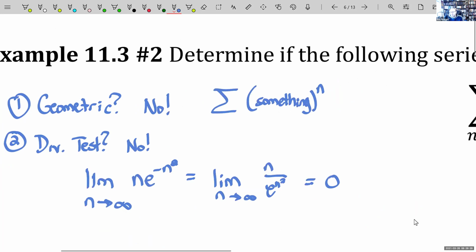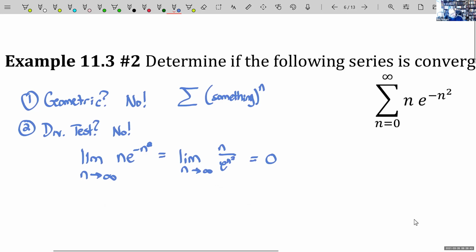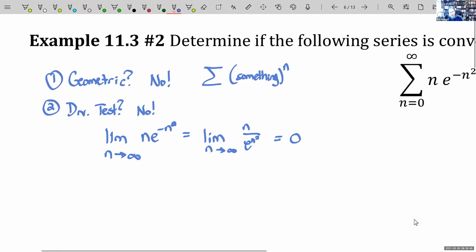But like this series right here, not everything is written to the nth power. That first factor, n, is not to an nth power. Technically, nor is the second one. It's to the n squared power. So that being said, we're going to go ahead and see, can we apply the integral test?